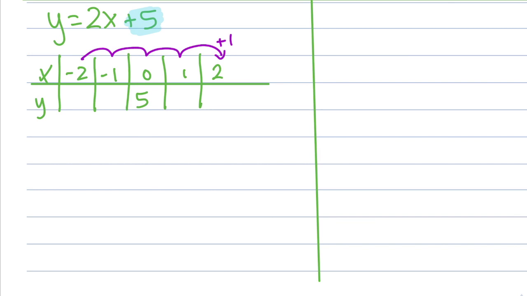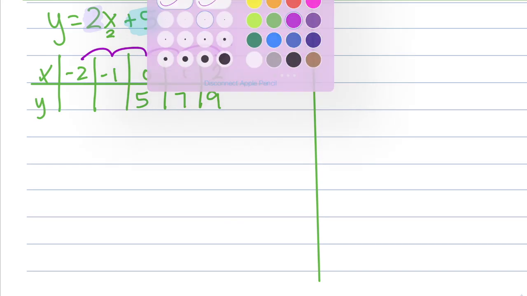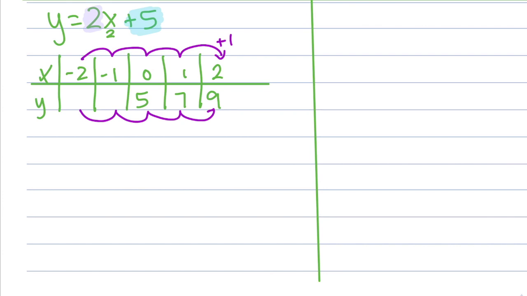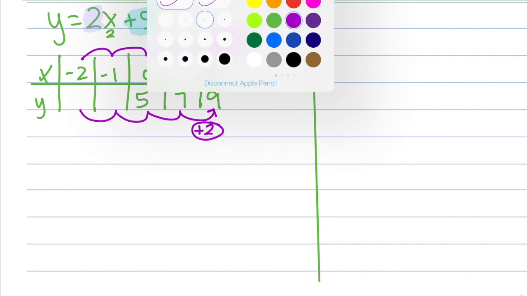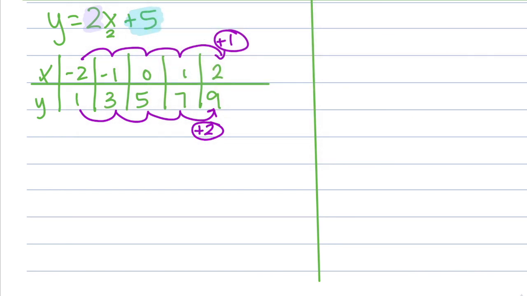And then I could plug in 1 and say, okay, well, 2 times 1 is 2, plus 5 is 7. We could plug in 2, and we could say, okay, 2 times 2 is 4, plus 5 is 9. We can also take into account that we have a slope of 2, which means I'm increasing by 2 over 1. So if I'm increasing by 2 over 1, then I can say that this would be 3 and this would be 1.